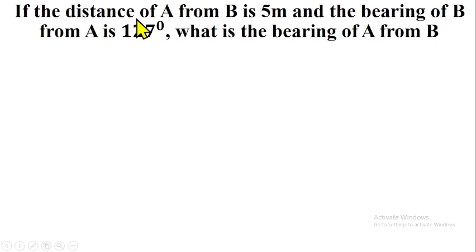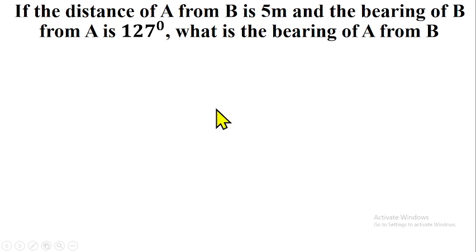If the distance of A from B is 5 meters and the bearing of B from A is 127 degrees, what is the bearing of A from B? This is the same thing as what you have done. It's just that they are adding the distance of A and B.